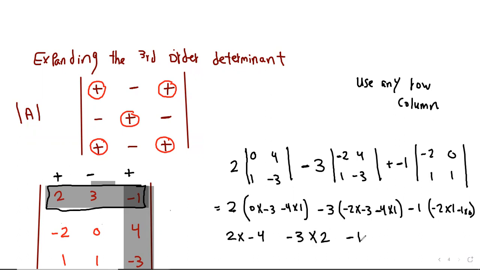And here it's -1 multiplied by -2 times 1, it's -1 minus 0. So it's -2. 2 times -4, it's -8. And here it's -6. And here it's a plus 2. So -8 here minus 6, -14. -14 plus 2, it's -12. That's it.